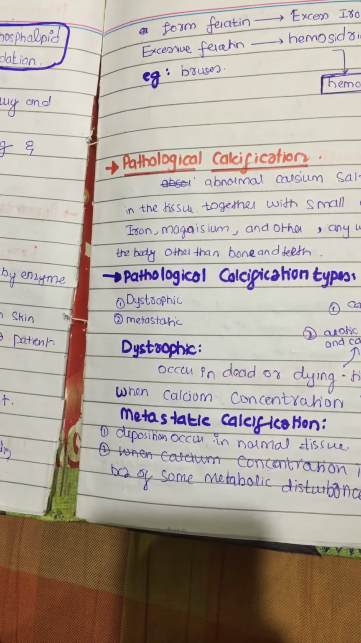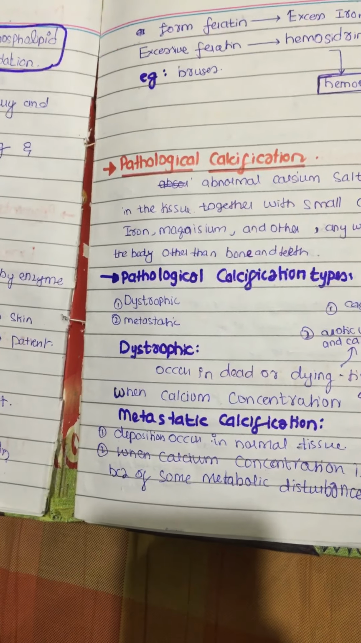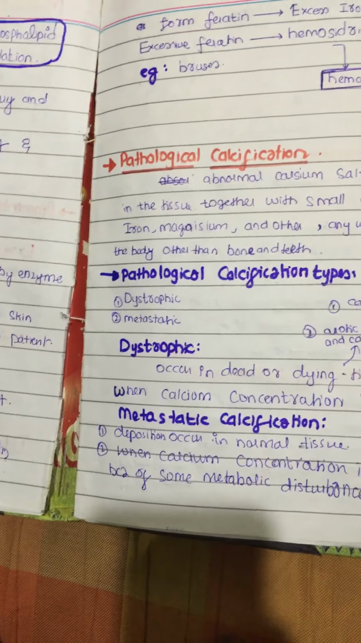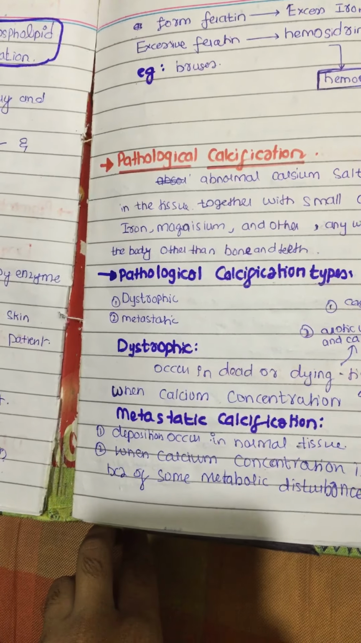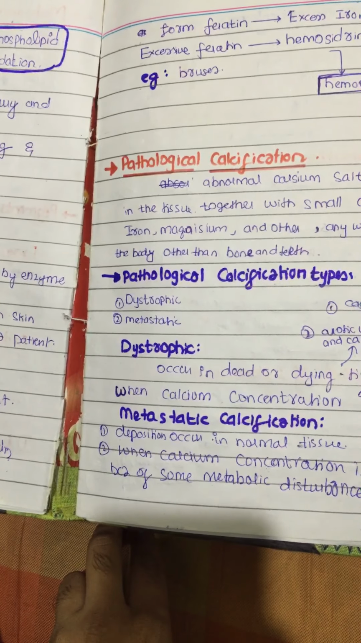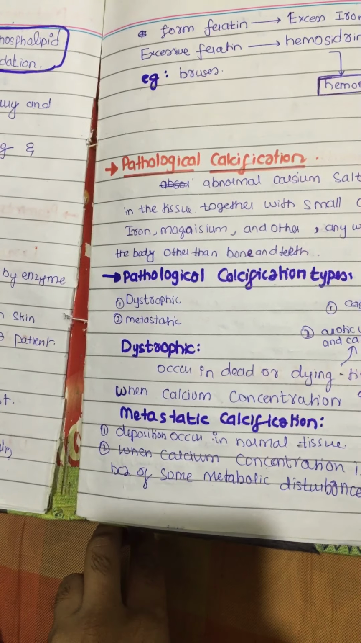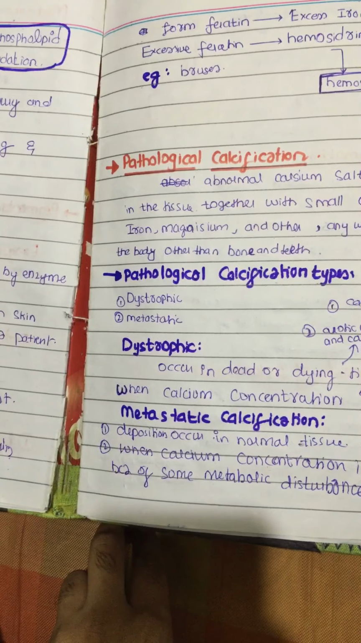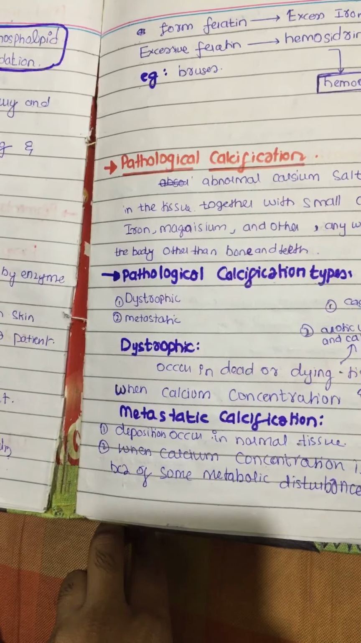Dystrophic calcification, remember D with dead. It is a type of calcification which happens in dead or dying tissues, and this type of calcification happens when the calcium level is normal inside the body.